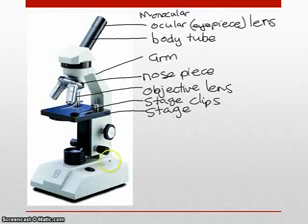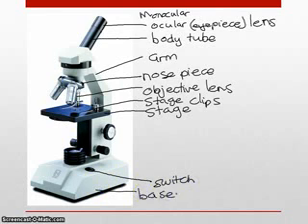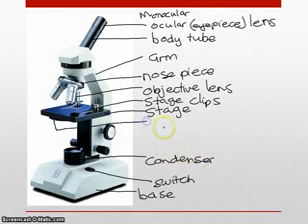How do you turn the thing on? Well, there's always a power source or a switch which will turn the light on, and the light is housed here in the base. It shines through this structure here, which is known as the condenser. And you can just make out over there, that is the diaphragm. Also known as the iris.